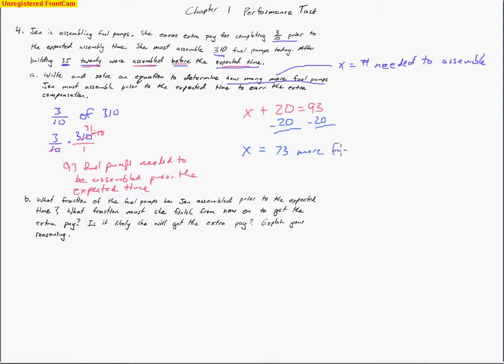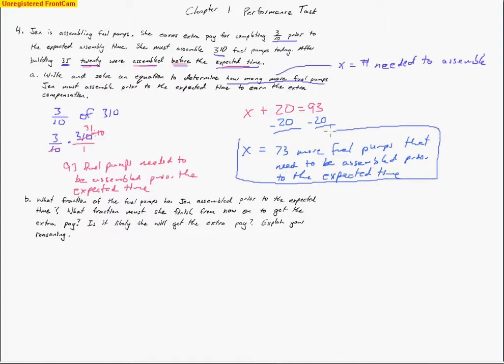So x equals 73 more fuel pumps that need to be assembled prior to the expected time. Alright, that's going to be our answer there. And our equation's up top. We also have to do some side work here as well. And let's take a look at the next one.